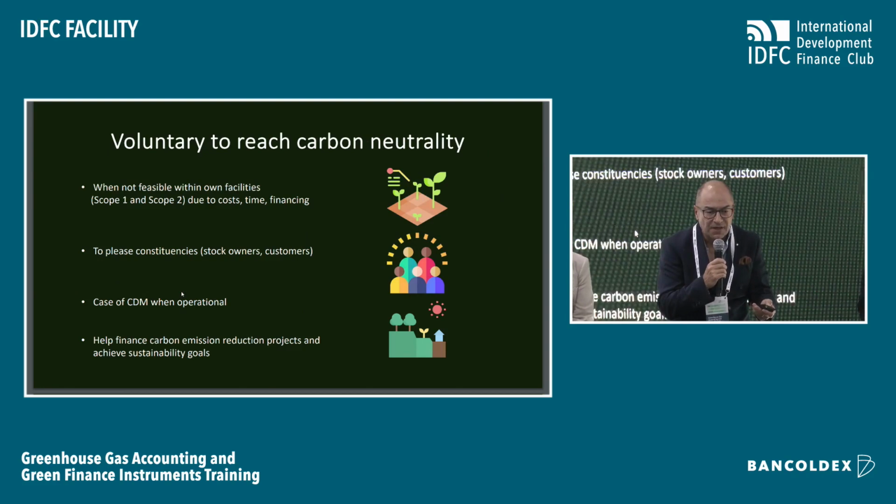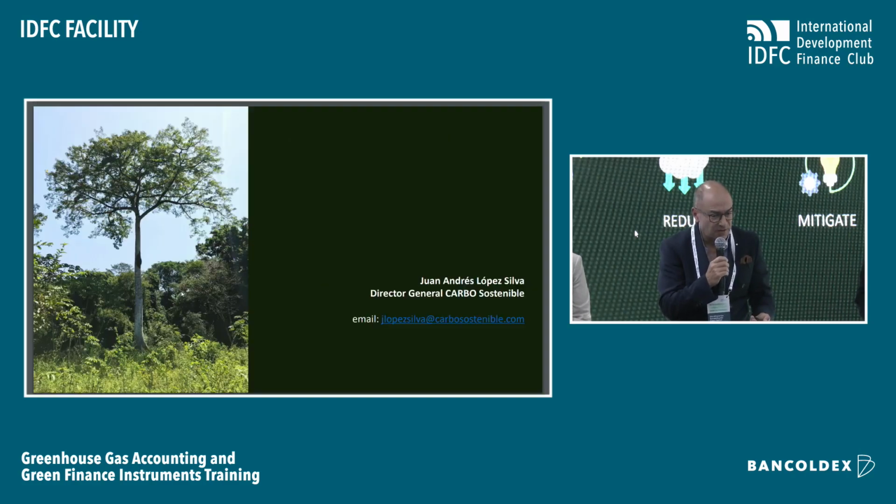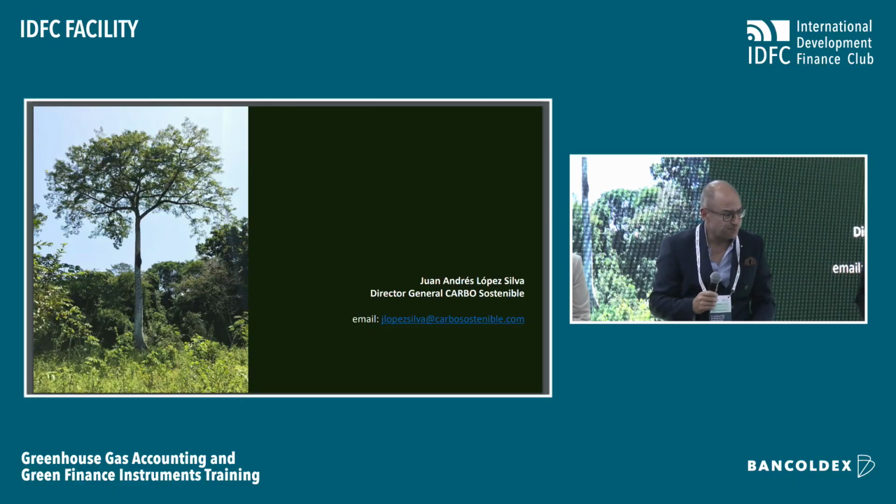I suppose I don't have much more time, but you can probably see the slides with a bit more time. These are the two types of carbon markets. And as I say here, of course, the carbon markets help you avoid, reduce, mitigate, or in the last term, compensate your own emissions. And probably every company will have to do a mixture of these four formulas. Well, this is all. Thank you very much.